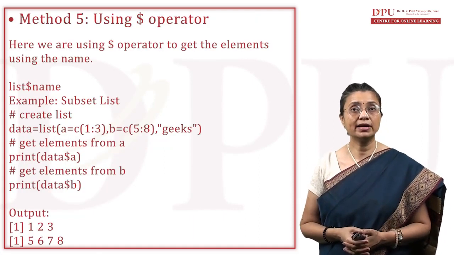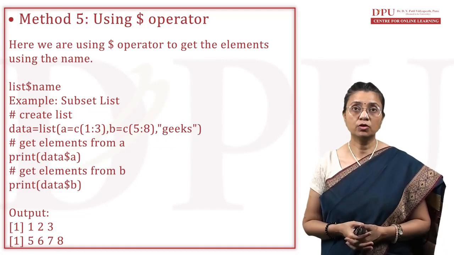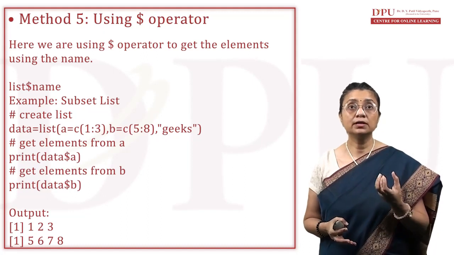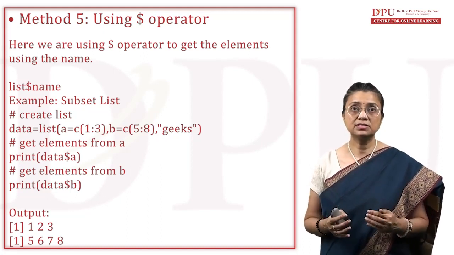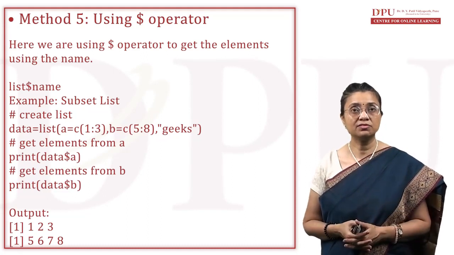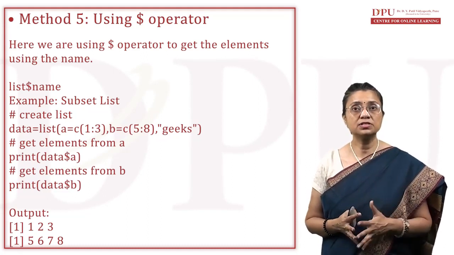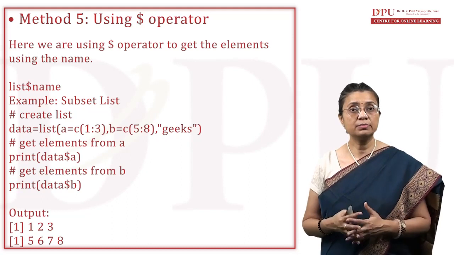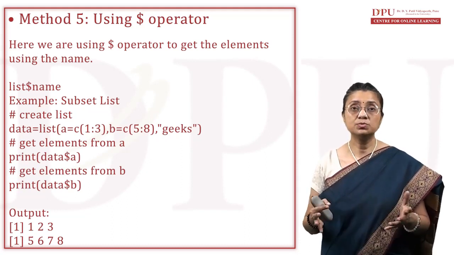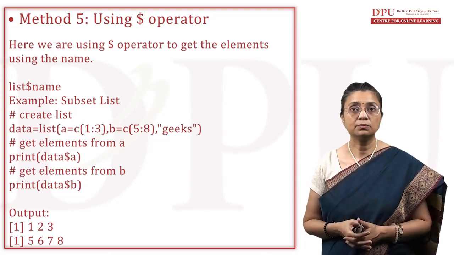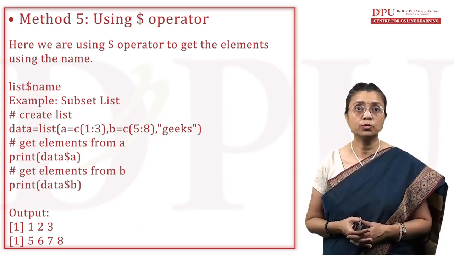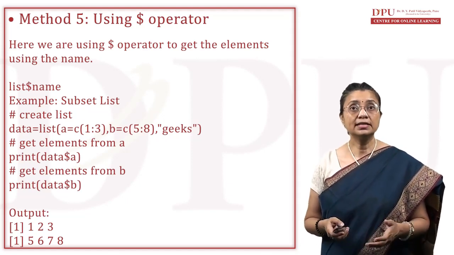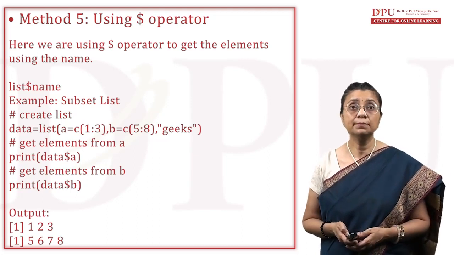Now we understand method 5 using the dollar operator. With the help of the dollar operator, we can get the elements using the name. So list dollar name, which means I'm pulling the name column of the list. So create list, data equals to list, and within the list we have the values a, b and geeks. So get elements from a. If I want only from a, what will I do? I'll write print data$a. If I want to get elements from b, I'll print data$b, which means I'm pulling the b column. So you can see when I'm printing a, I get the a output, which is 1, 2, 3. And when I'm printing b, I get the b output, which is 5, 6, 7, 8. So that is how we can very easily extract data from a list.